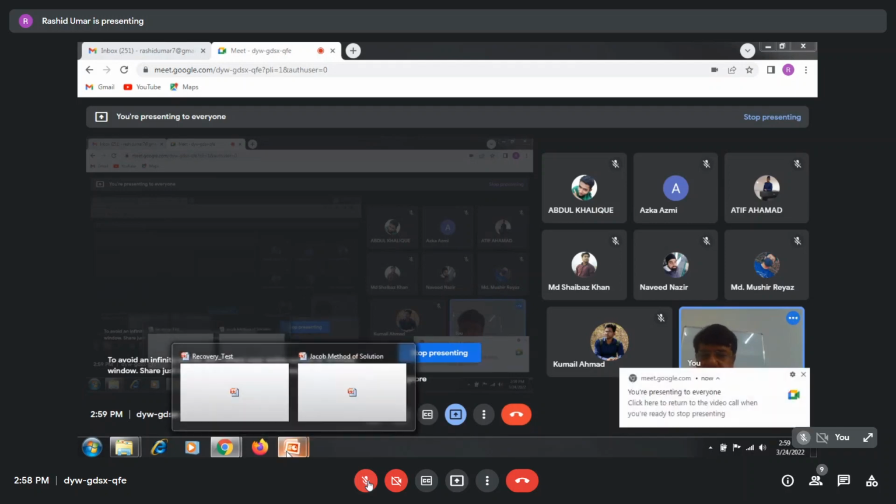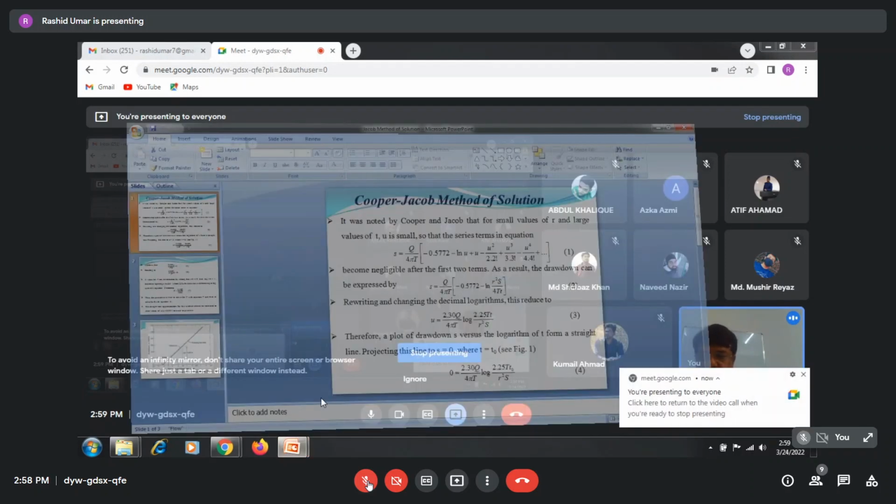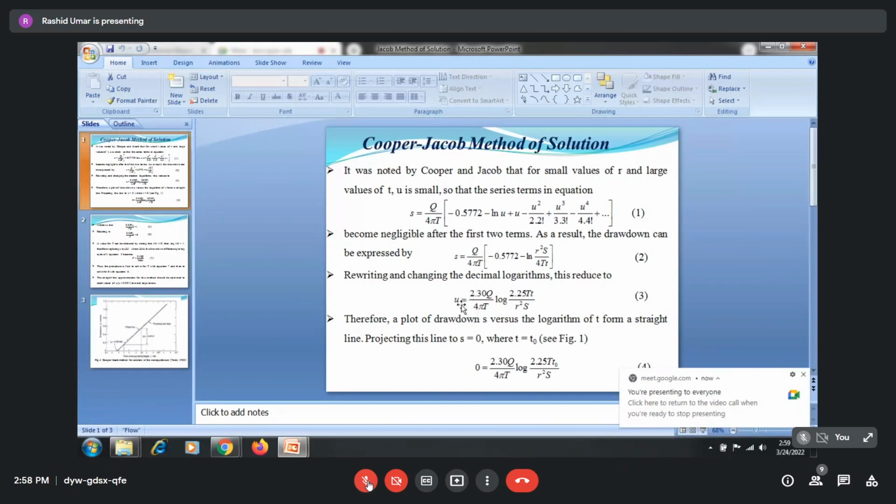So this is what I have tried to explain to you. This u is equal to this and this. When we plot drawdown versus time on a logarithmic scale, we get a straight line. When we project this straight line to zero drawdown, we get the time intercept at zero drawdown, known as t0. So the equation is s = (2.3Q / 4πT) log of (2.25 T t0 / r² S).